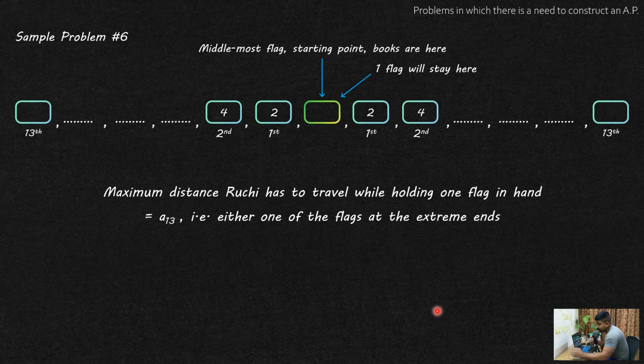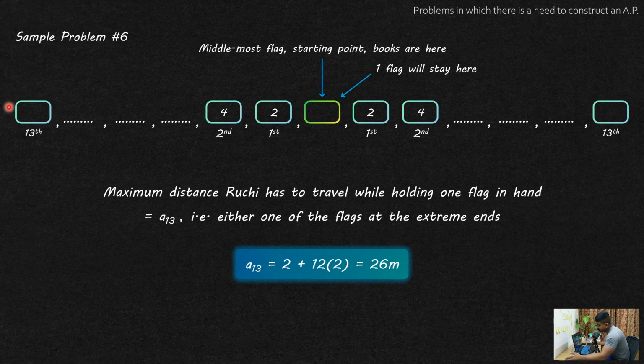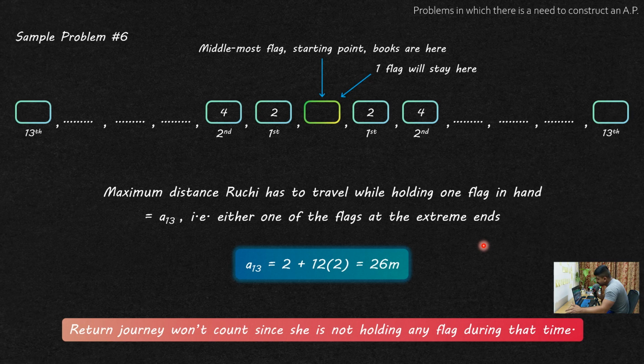Next part of the question was the maximum distance Ruchi has to travel while holding a flag in hand is equal to A13. That is either one of the flags at the extreme ends, this one or this one. So here A13 is equal to 26 meters. Now remember, return journey won't count since she is not holding any flag during that time. Now I hope that you also got this one correct. If not, then go back and watch the solution again.